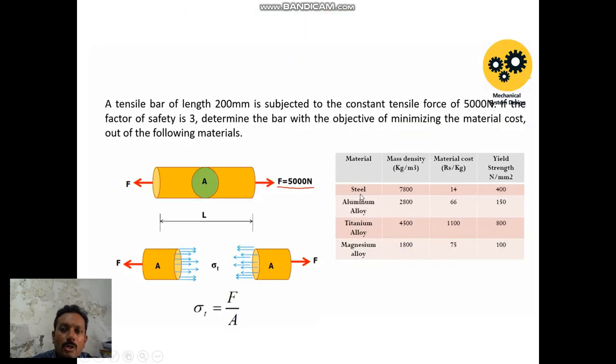Now we'll take an example of a particular bar, that is, a tensile bar of length 200 mm subjected to a constant tensile force of 5000 Newton. If the factor of safety is 3, determine the bar with the objective of minimizing the material cost out of the following materials: steel, aluminum alloy, titanium alloy, magnesium alloys. The mass density, material cost, and yield strength are given.